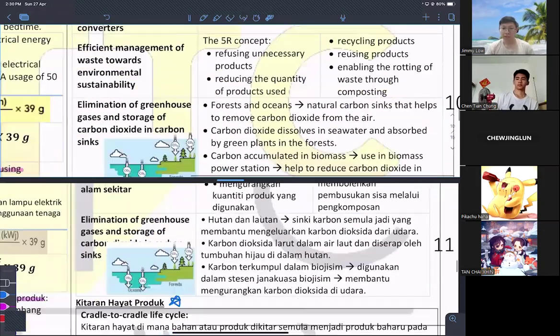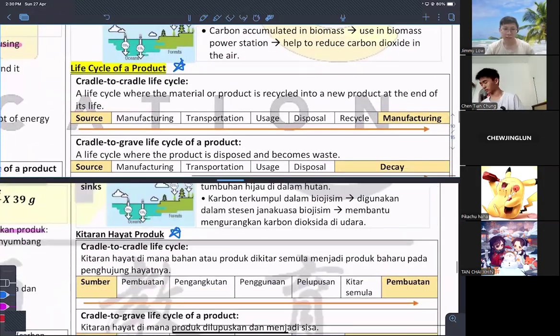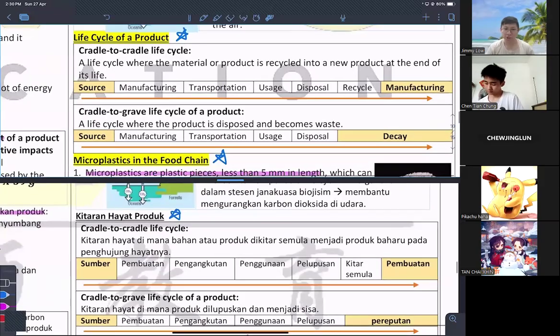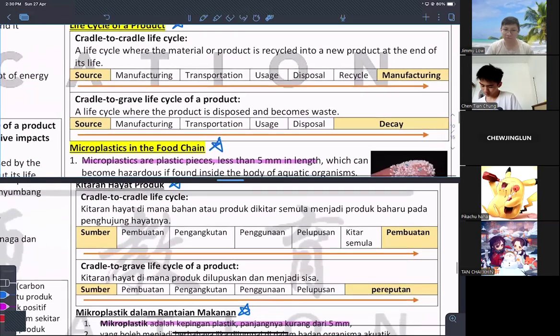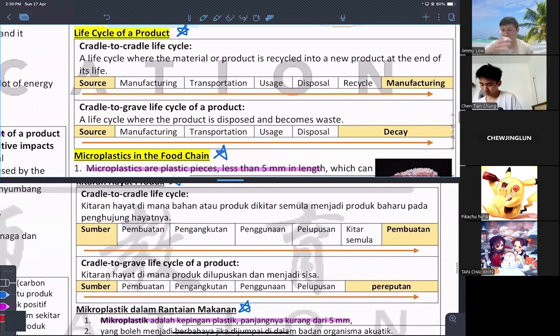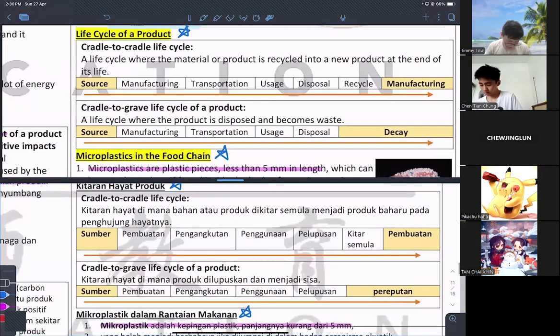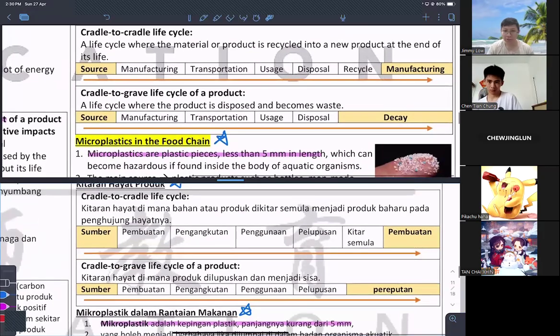Then this one, life cycle of a product. Just know the name here. Cradle to cradle life cycle, cradle to grave life cycle. In BM, you have to write this word in English. There is no BM word for cradle to grave. So, objective questions, they'll ask you.